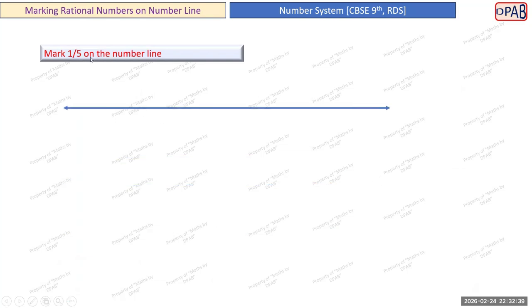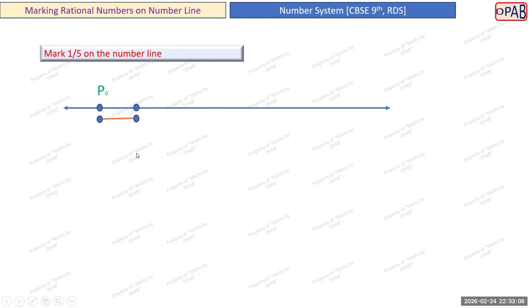So mark 1 by 5 on the number line. How will you mark it? Make this line. Line means it will be having a double-sided arrow like this. With your compass, keep your compass pin on this and then the pencil on this. Any unit, you can just take this as a single unit. Just make it. And this is the length of this thing. Just for guidance, I'm putting it here also. This is the equal length. We have just marked it.